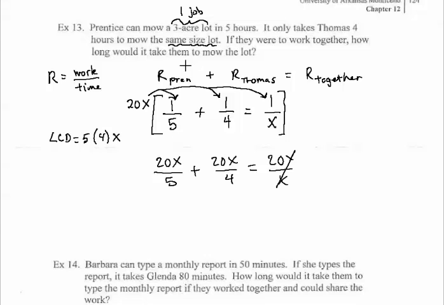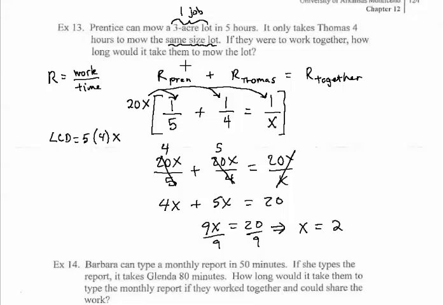The purpose of multiplying all of these terms by 20x is so that the denominators cancel. 5 divides into 20 and leaves a 4, and 4 divides into 20 and leaves a 5. So our equation becomes 4x plus 5x equals 20. No more fractions. 4x and 5x combine to give us 9x, and then we divide both sides by 9 and get x equals 2 and 2/9. The 5 and the 4 in the problem were given in hours, so likewise the 2 and 2/9 would be in hours as well.